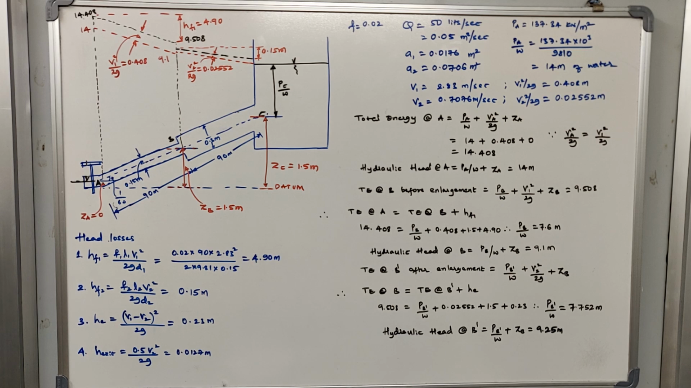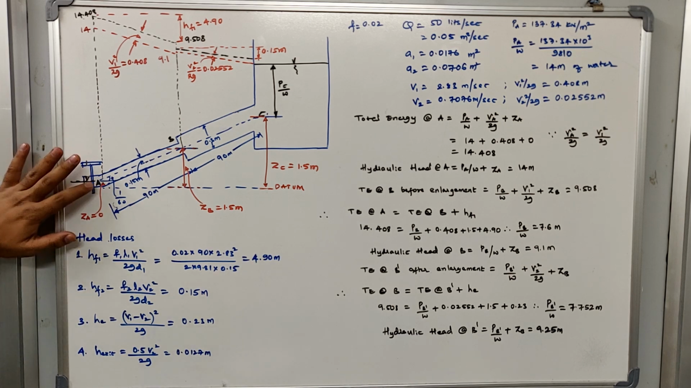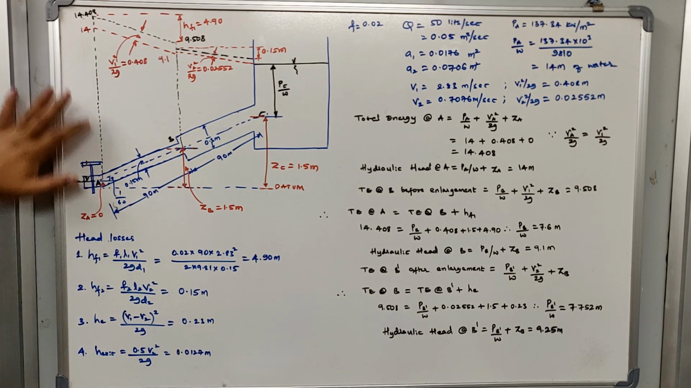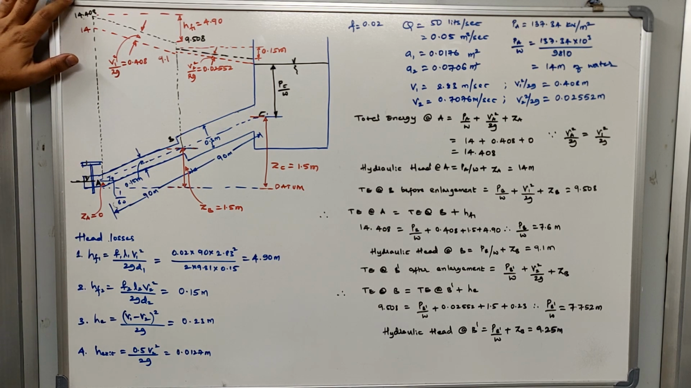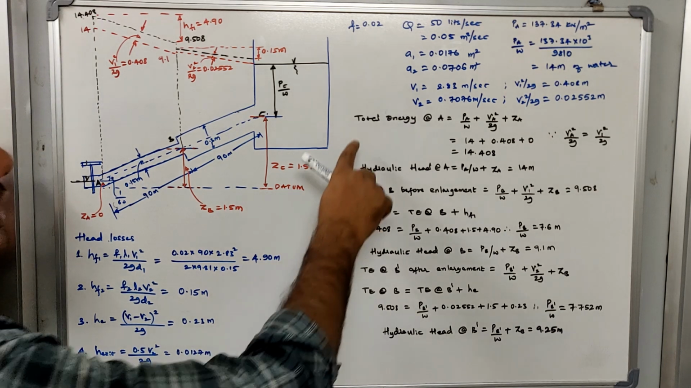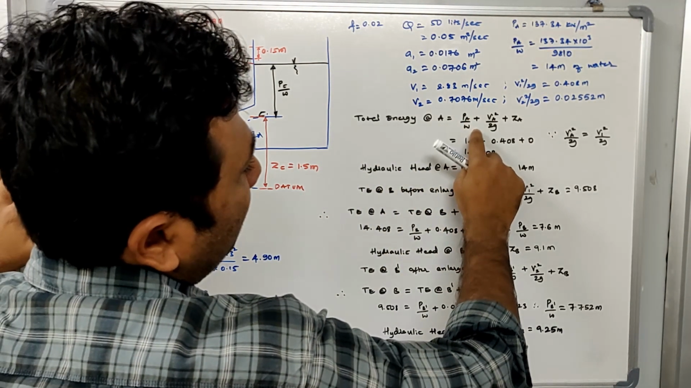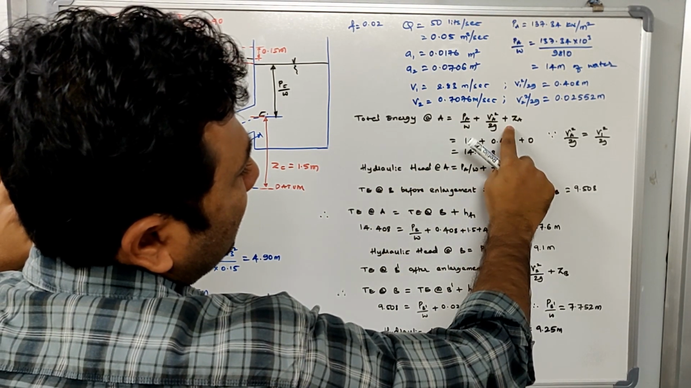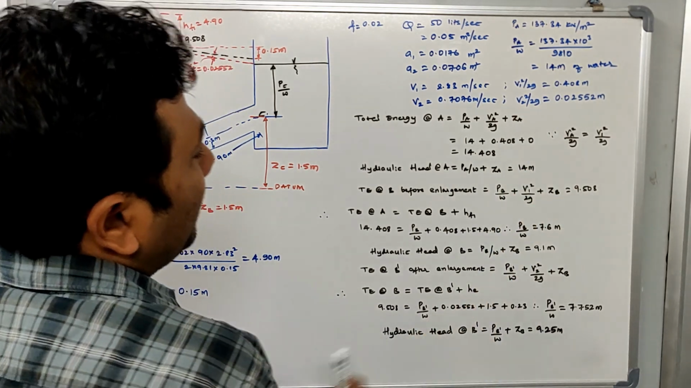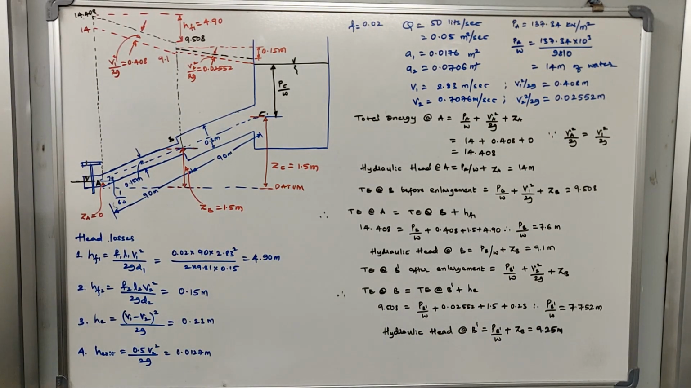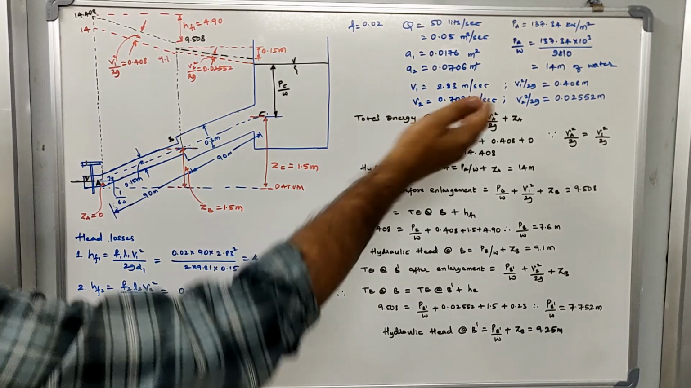Okay, so we'll start from joint A. So at point A, we will try to determine how much is the total energy, and we will also calculate how much is the hydraulic head. Total energy will always be equal to PA by W plus VA square by 2g plus ZA. Now the next step is to determine the datum values.